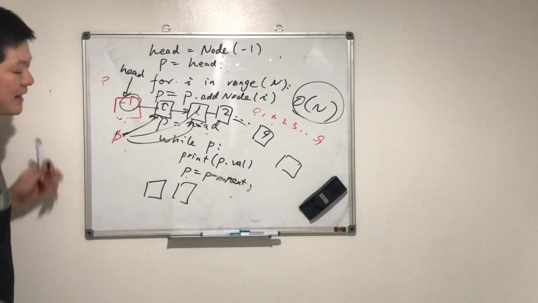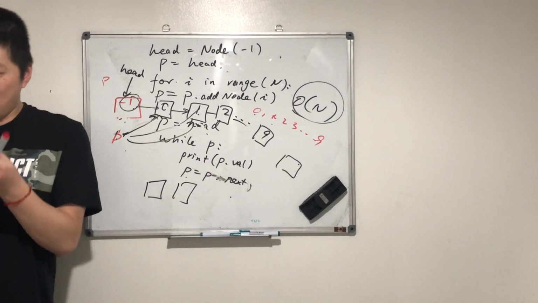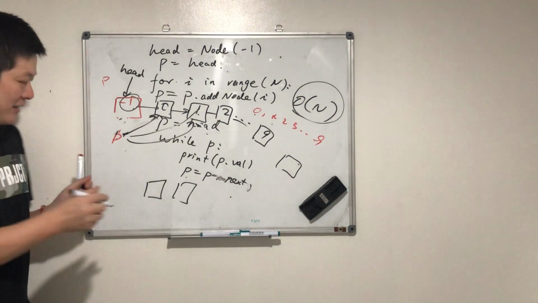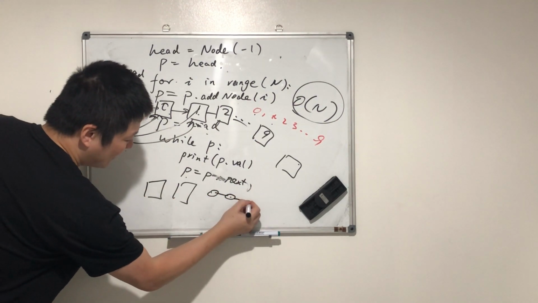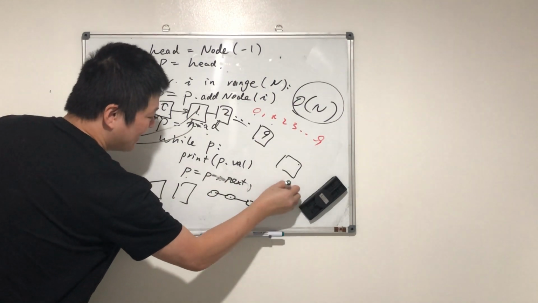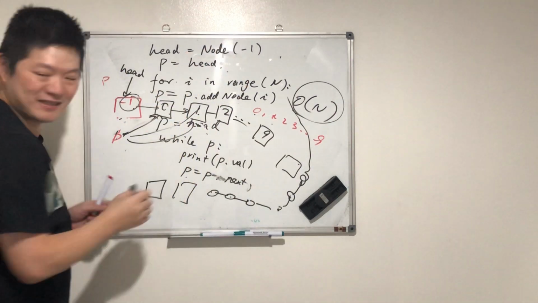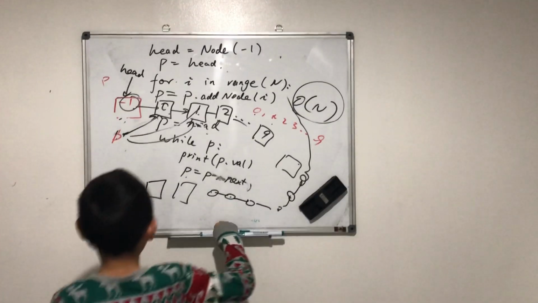Yes, so this is quite interesting. You see, this is another data structure. I created nodes, a chain. You can imagine that's a chain, and I link it together. This is a chain.